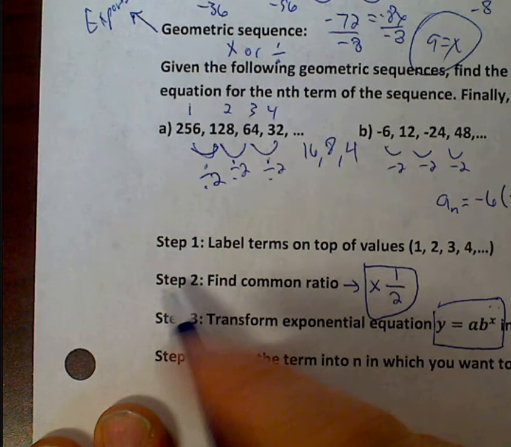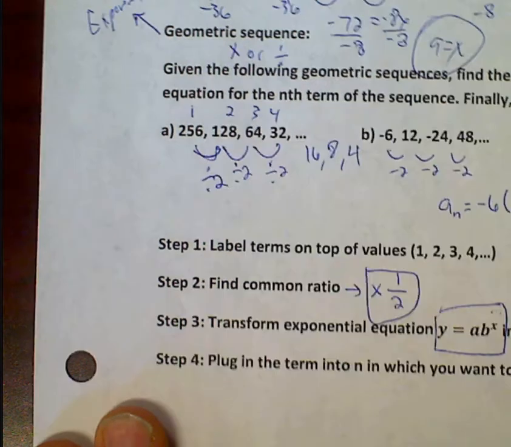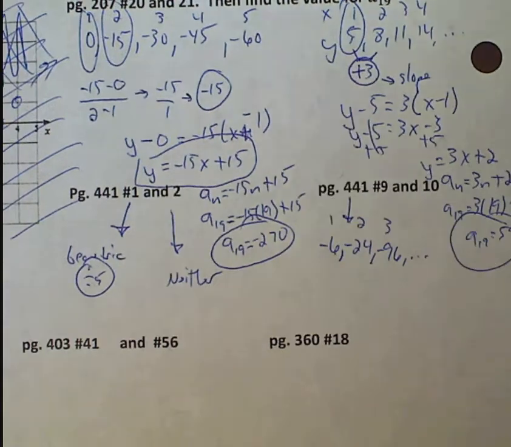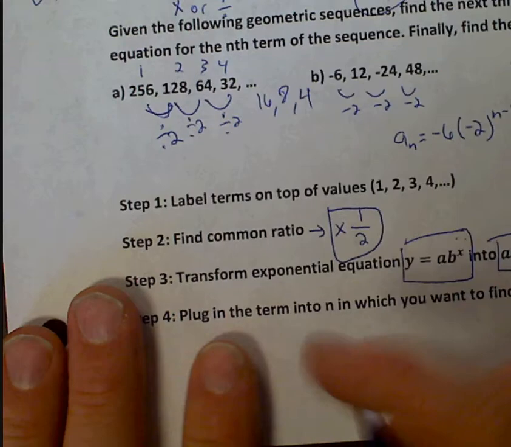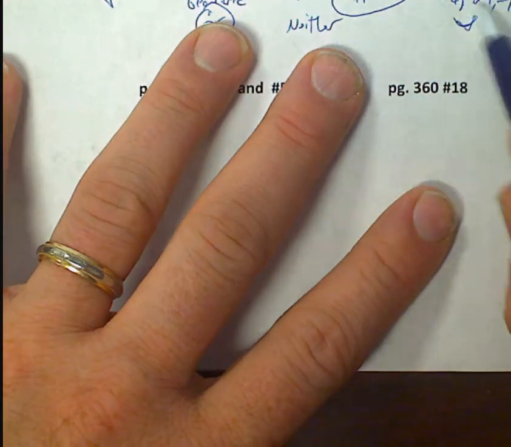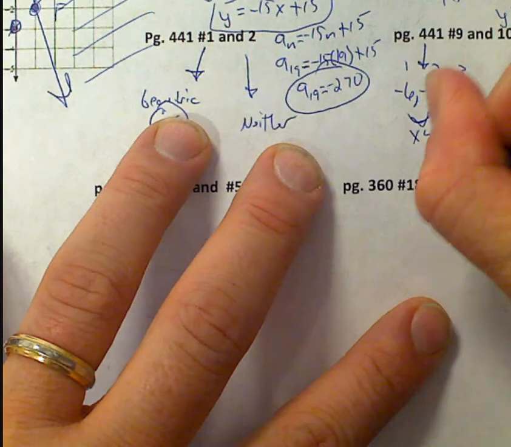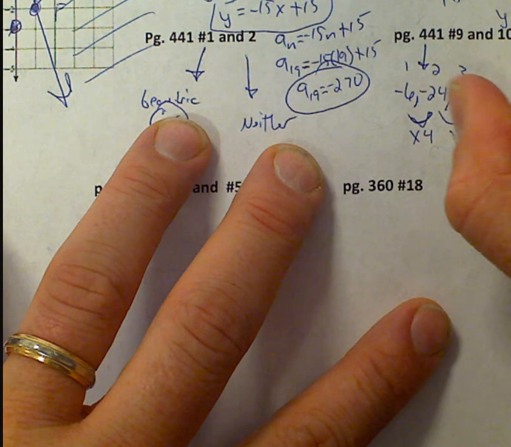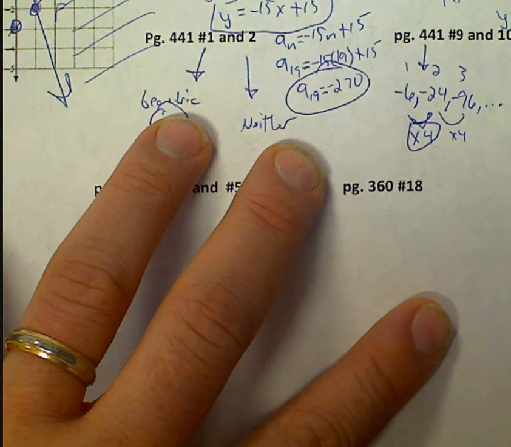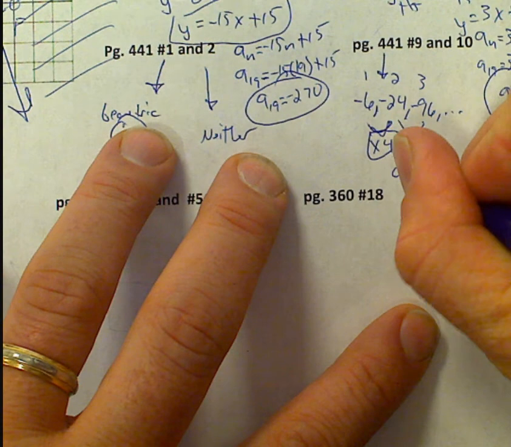My first step to find the nth term is to label 1, 2, 3, 4 on top. Then it says find my common ratio. What am I multiplying by? To get from -6 to -24, I multiplied by 4. So my common ratio is 4. After that, I need to use a sub n equals, I have to use this formula.